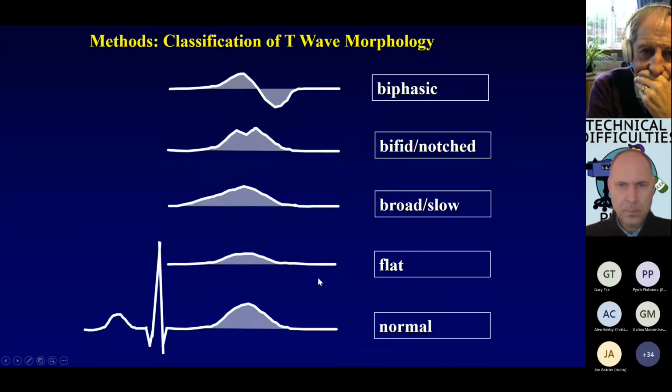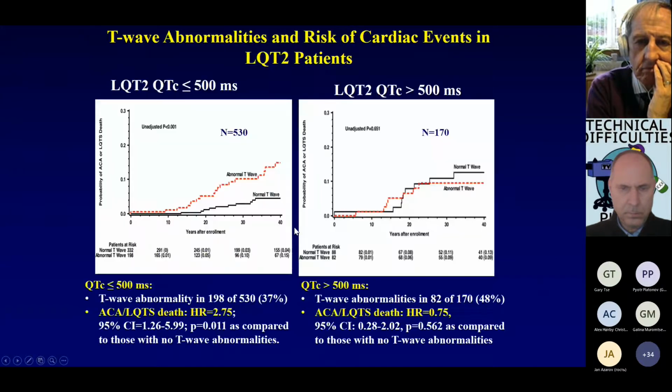Morphology of T-wave, as I mentioned earlier, is important. We developed some time ago this kind of schema for different morphologies, and especially those flat, or those bifid notch, or broad slow were of interest. And some time ago, we looked at the abnormalities of this T-wave and risk of cardiac events, especially in long QT2 patients. And we looked at the cohort with QTc below 500 or equal and above 500.